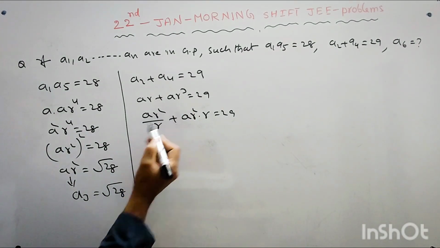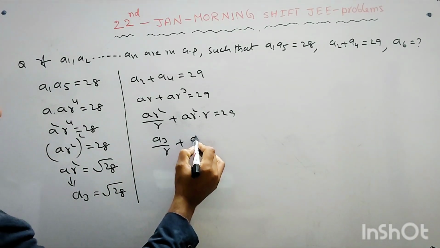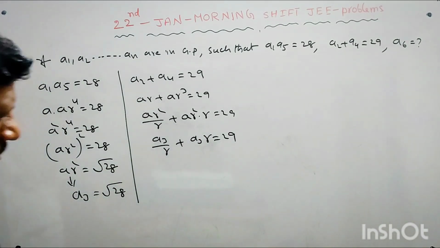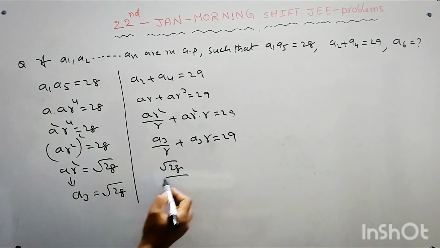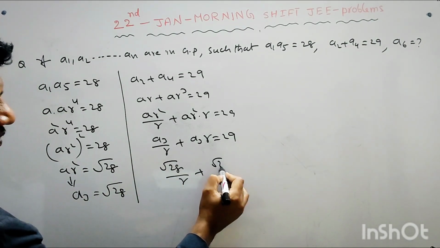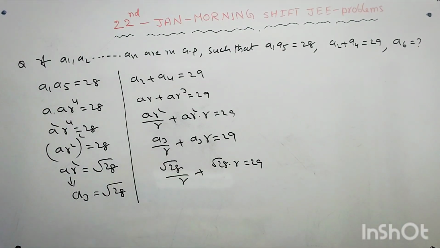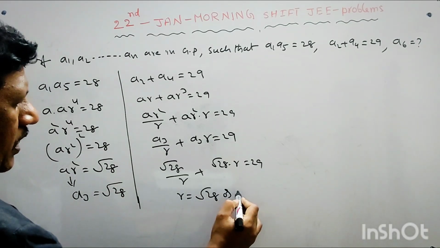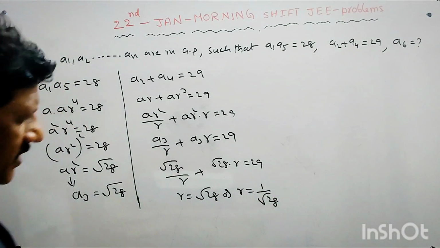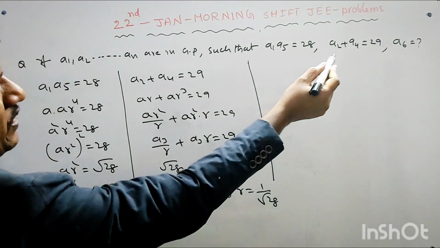What is the value of AR square? AR square is nothing but A3. So this is A3 by R plus A3 R is equal to 29. What is the A3 value? A3 is root 28. So root 28 by R plus root 28 into R is equal to 29. What is the LCM here? LCM is R. Then you will get a quadratic equation in terms of R. If you find the R value, after simplification you will get R value root 28 or 1 by root 28. This R value we need to use to calculate our answer A6.